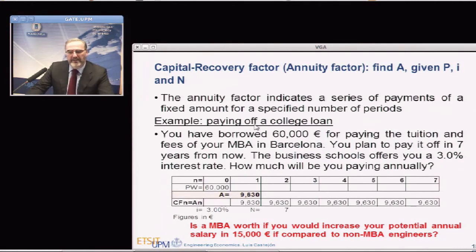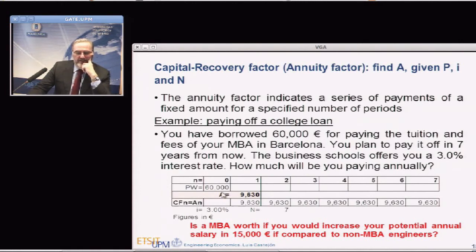For example, paying off a college loan. You have borrowed 60,000 euros for paying the tuition and the fees of your MBA in Barcelona. So you have borrowed from the bank 60,000 euros. You plan to pay it off in 7 years from now. The business school offers you a 3% interest rate. How much will you be paying annually?